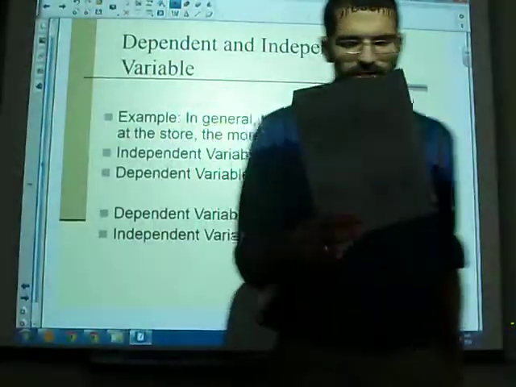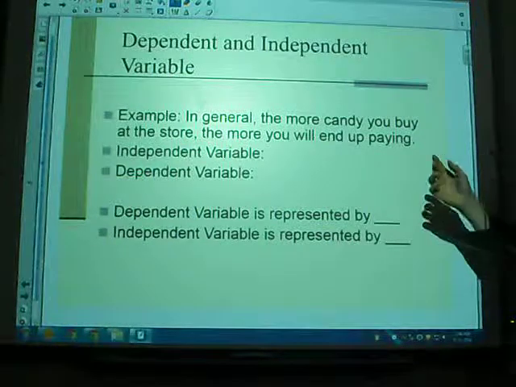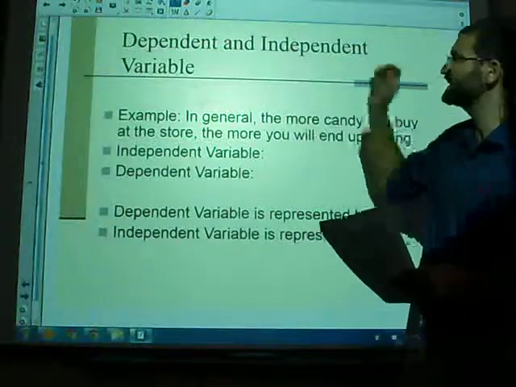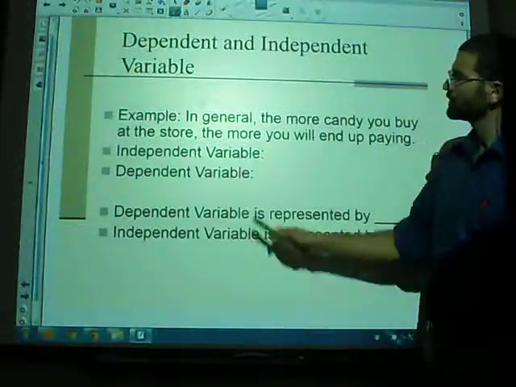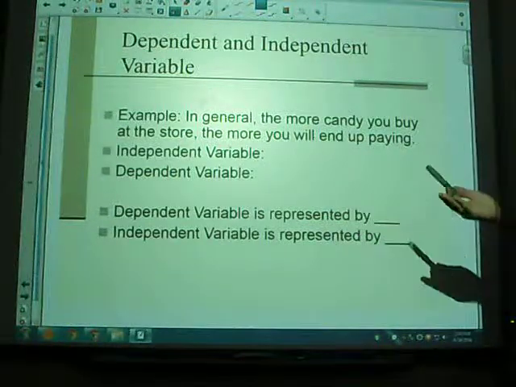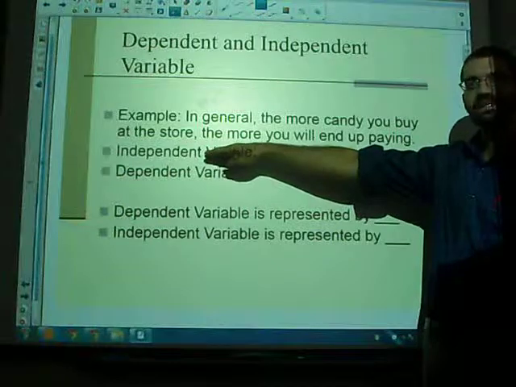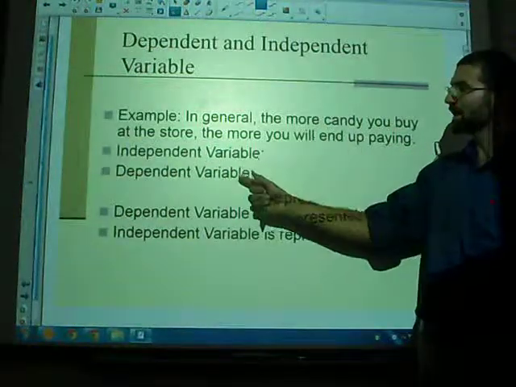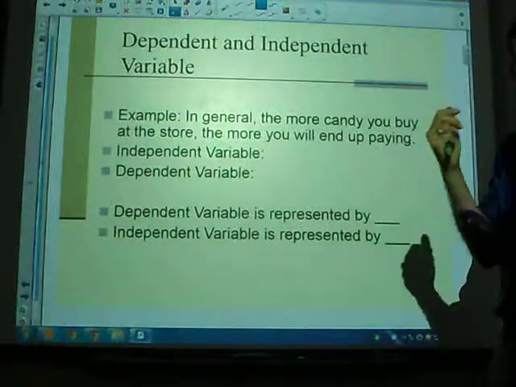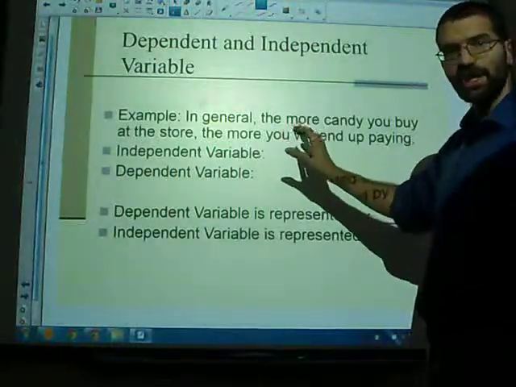Well, when we talk about relations, we're talking about some kind of situations, and in the future we're going to talk about functions. And for that, we need to discuss what it means to be a dependent and independent variable. So for example, in general, the more candy you buy at the store, the more you will end up paying. That's usually the case. So what depends on what? Does the amount of candy depend on how much money you're spending? Or does the amount of money you're spending depend on how much candy you are buying? And in this case, clearly, you decide how much candy you're going to buy.